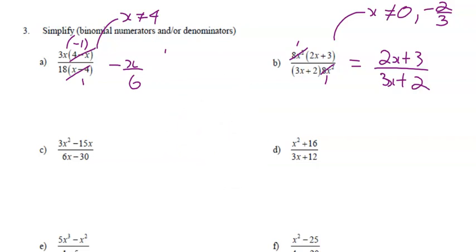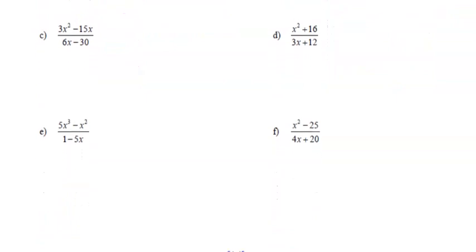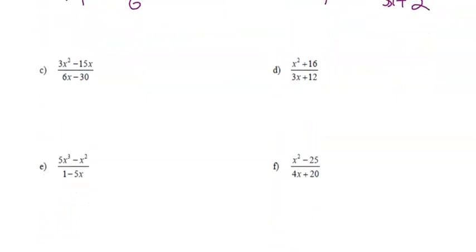Okay, so in the first two, there was nothing to factor in the denominator. So now we can factor both numerator and denominator in part C. Before we could state restrictions in the other ones, we could just go straight to restrictions. Here, before we can state restrictions, we have to factor. So factor the numerator, factor the denominator. This is just common factoring.